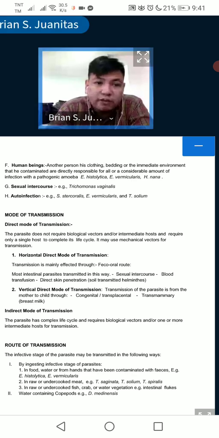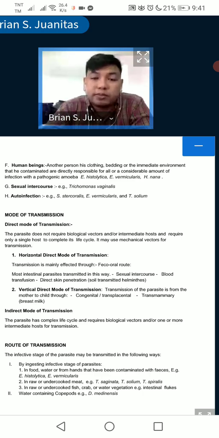Okay, it is divided into two. We have the direct mode of transmission and indirect mode. Okay? So direct mode of transmission class is where the parasite does not require biologic vectors and/or intermediate host and requires only a single host to complete the life cycle. It may use mechanical vectors for transmission.